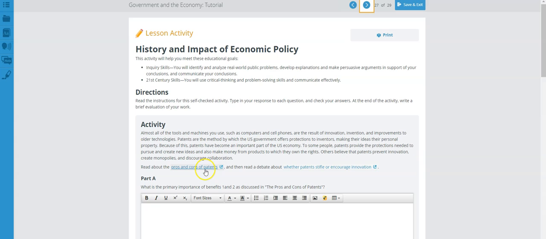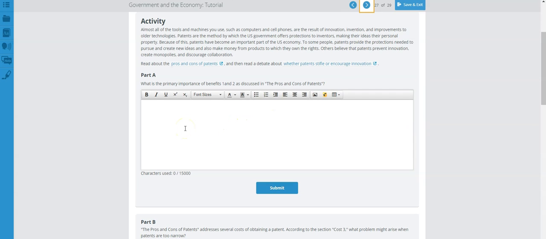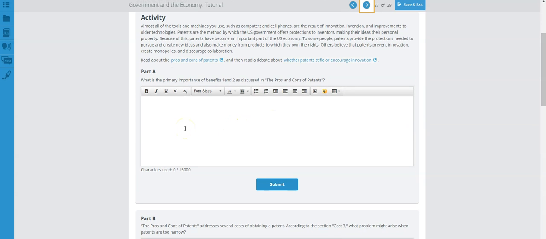the pros and cons link, and also whether patents stifle or encourage innovation. Make sure that you read these articles and take notes. They will help you answer the questions. Let's go to part A, and it says, what is the primary importance of benefits 1 and 2 as discussing the pros and cons of patents? Again, you have to read these 2 articles or links, and they should give you a good answer for this question. We're looking for at least a solid paragraph in which we explain the good and the bad, basically, of patents.